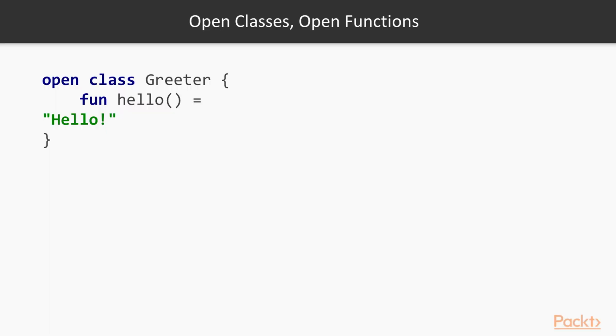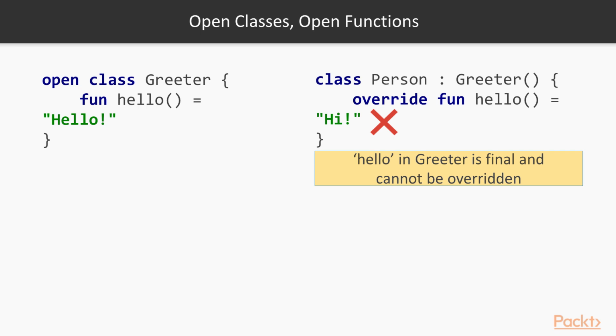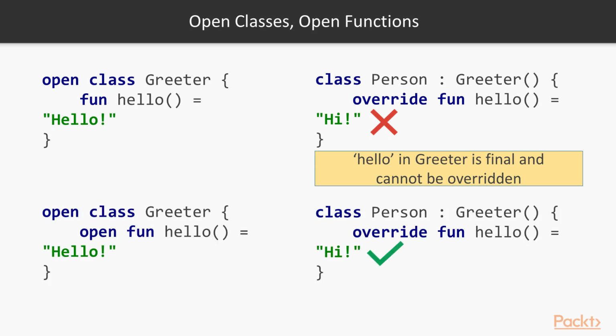Let's look at this greeter class. So it's open and it has a hello function. You might think that you could extend this class and override the hello function right away. But it turns out you can't, because the hello function will be final even though the class is open. So the right way to do this, of course, is to add the open keyword in front of the function.